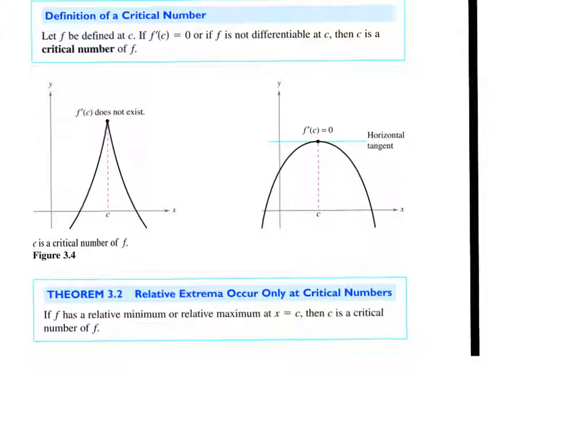In Theorem 3.2, a relative minimum or relative maximum at x equals c is a critical number of f. So relative minimums and relative maximums are critical numbers.